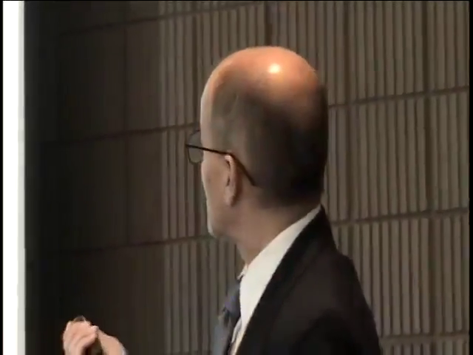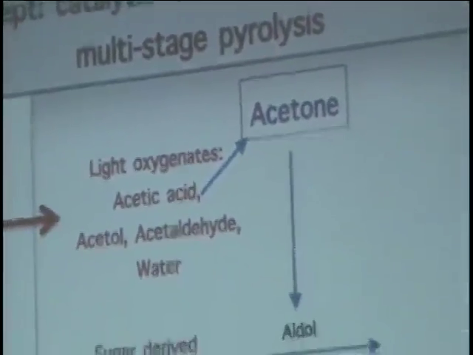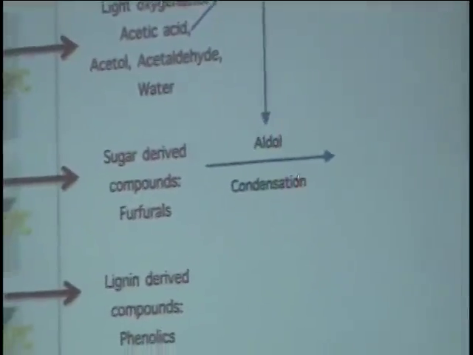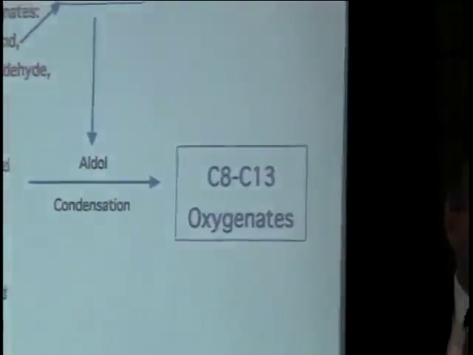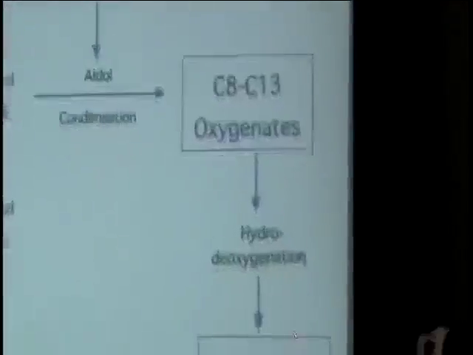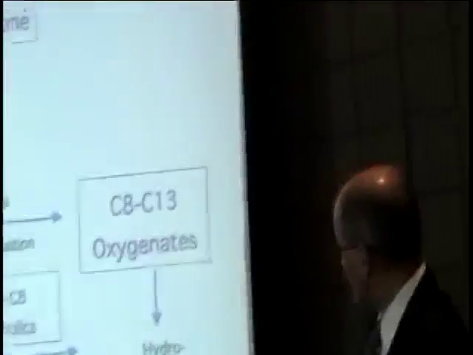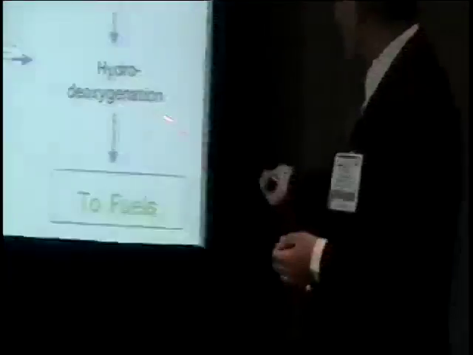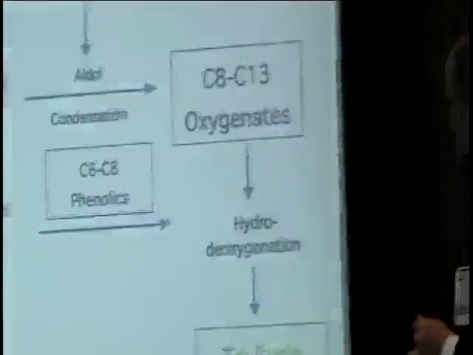For example, one of the things I'd like to focus on today is the ketonization of the small acids, which can produce acetone. And acetone is a very nice building block in bio-oil upgrading because you can do an aldol condensation and combine it with the furfurals, for example, making ranges of molecular size that can be hydrodeoxygenated and go directly to fuels. At the same time, you can use the lignin-derived phenolics to do the same thing. Now you can have a pool of fuels with larger molecular weight than when you started.